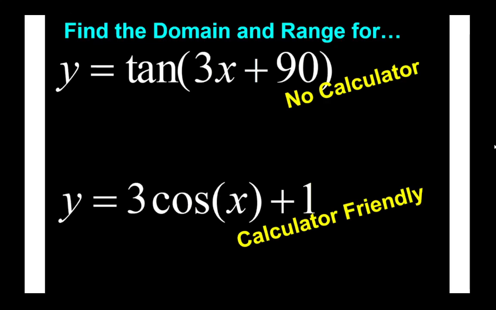You're going to want to get into these two equations. Try to find the domain and range for the tangent of 3x plus 90. Notice that I'm trying to get you to do that without a calculator. And then the domain and range of 3 cosine plus 1. And you can use a calculator for that.